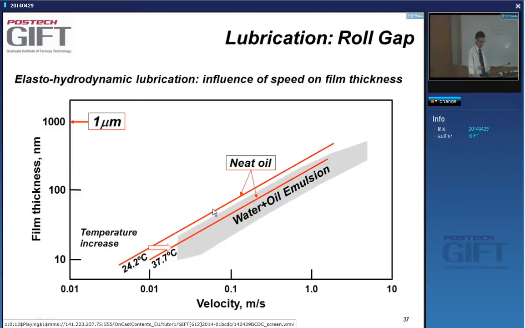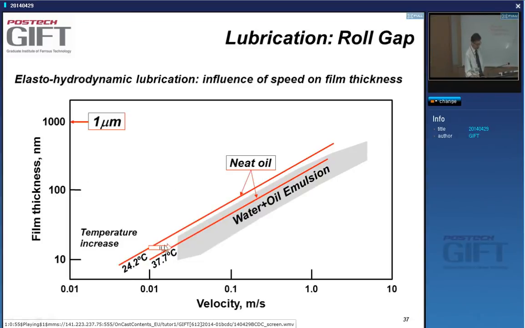And you can do this for neat oils, or you can do this for emulsions. When you talk about neat oils, that means you're not mixing it with water. You just use the pure oil as such. So you can use neat oil or water plus oil emulsions. And you see that as you increase the velocity, the thickness of the film increases. And you can see here what type of thicknesses we're talking about: 10 nanometers, 100 nanometers. It's very thin films.